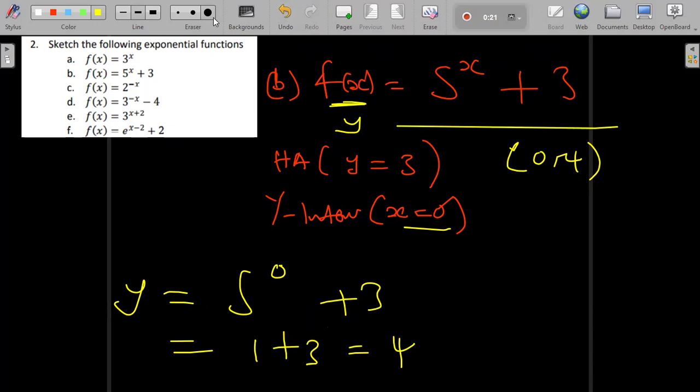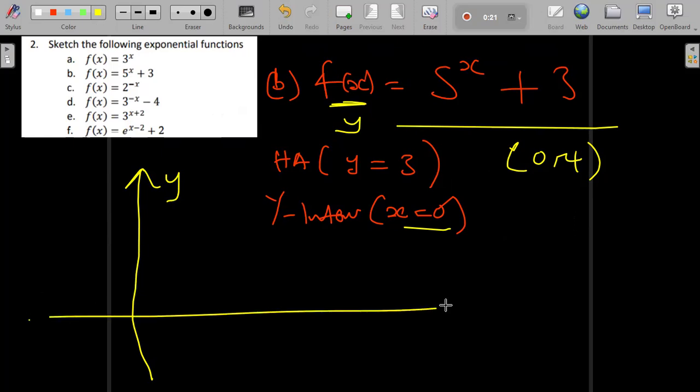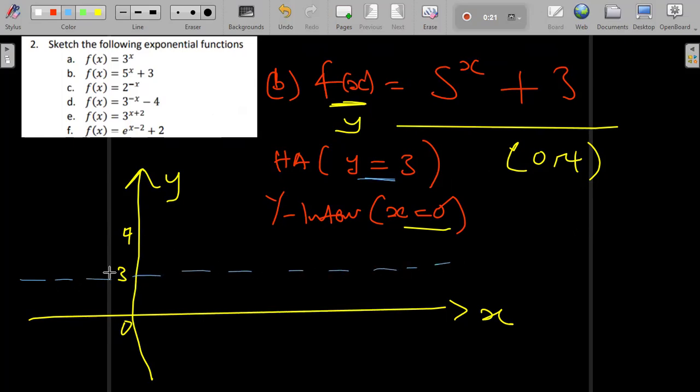So we can plot the horizontal asymptote and the y-intercept to obtain our graph. So this will be our y, this will be our x. We are going to say this is 0, and then let's just say 4 is there, and 3 is there. So let's plot our horizontal asymptote at y is equals to 3. So it will be this line here that I'm dotting in blue like that. And then we look at this value here. Is it greater than 1? We see that 5 is greater than 1. So this is a type 1.